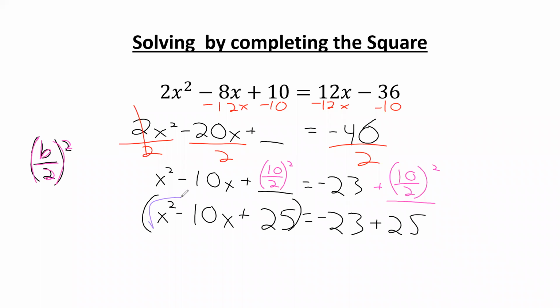Square root this term, square root this term, and use the sign from the middle when I come up with my binomial. Square root of the first term is x, square root of the last term is 5, sign from the middle is negative. That's where I'm getting those values from. On the other side, negative 23 and positive 25. Combine those, we get 2.